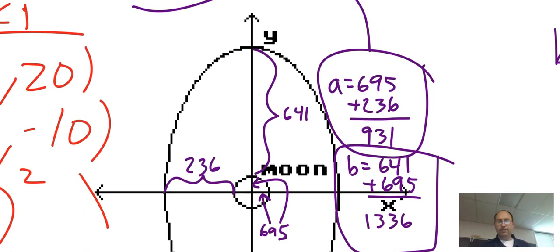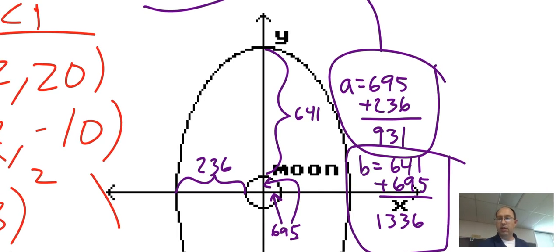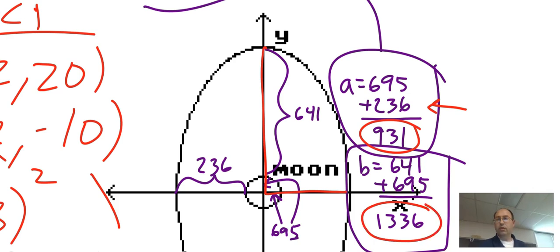All right. Now, look at the picture. I've identified the radius of the moon at 695. So to calculate the value of A, come on, lock in place. To calculate the value of A, you have to add the 695 and the 236 together, and so we got 931. To calculate B, which is this distance, we're going to add the 695 and the 641, and that's how we got this answer.